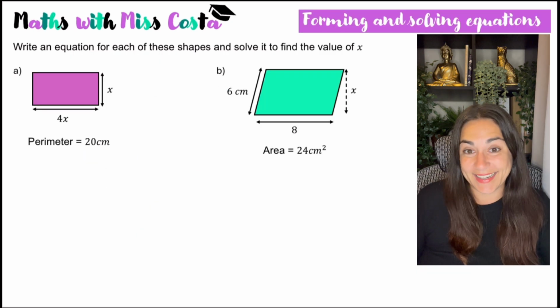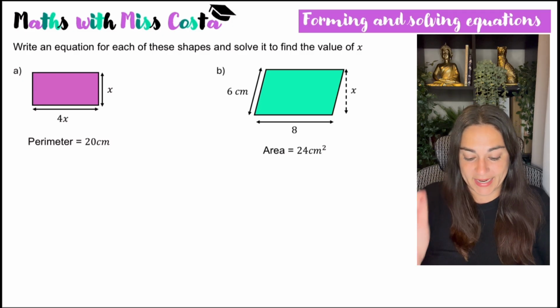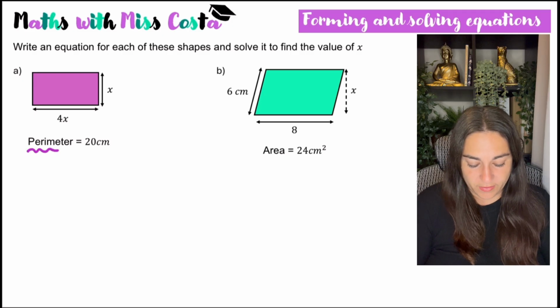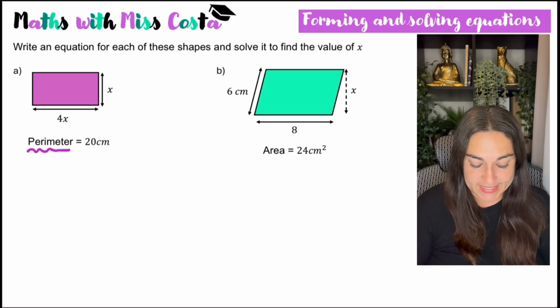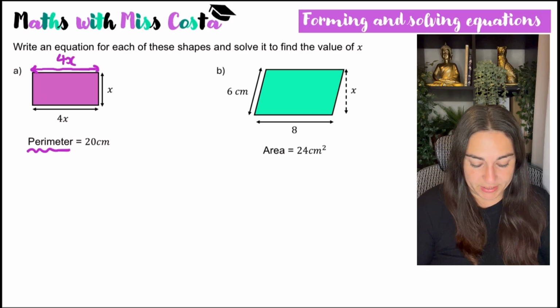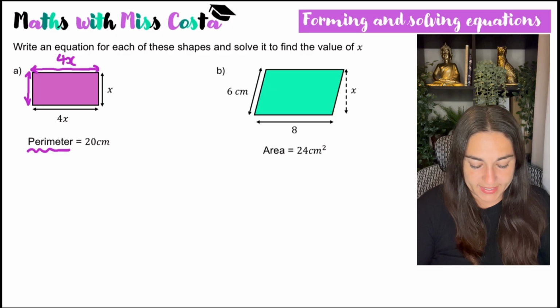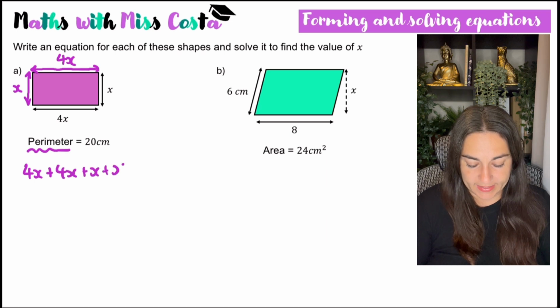I'm going to do exactly the same kind of thinking with forming and solving equations. It's just this time it's with perimeter. So I'm told that the perimeter of this shape is 20 centimeters. Now, what's perimeter again? It's the distance around the outside of the shape. So first I need to figure out the lengths of each side as an expression. Remember, with a rectangle, opposite sides are equal. So that's going to be 4x and that's going to be x. So the perimeter is going to be 4x plus 4x plus x plus x.